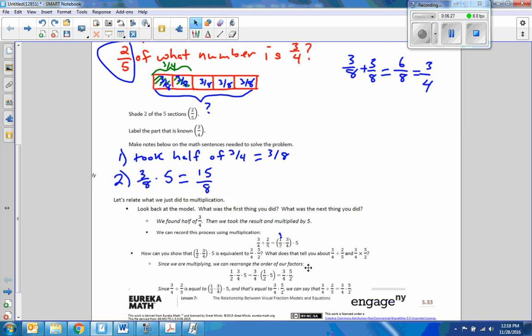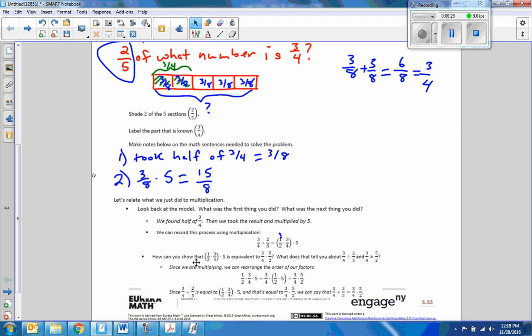And it says, how can you show that 1/2 times 3/4 times 5 is equal to 3/4 times 5/2? So they're saying 1/2, and then this 5 out here is equivalent to 5/2, right? So we have this 1/2 here, 1/2 times 5, and that equals 5/2, because we can consider that 5/2.